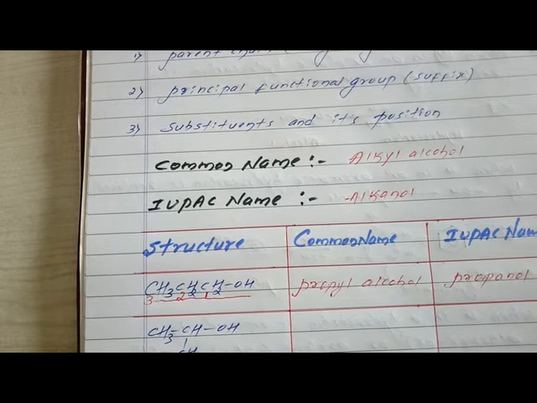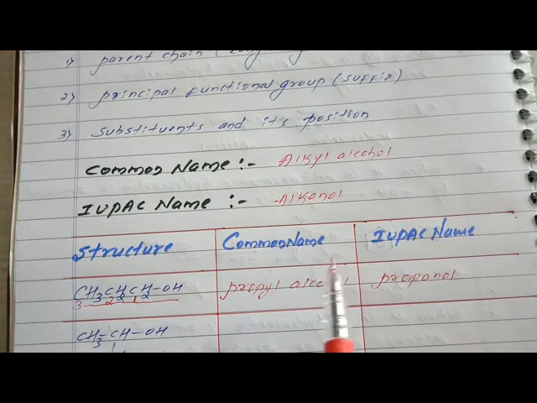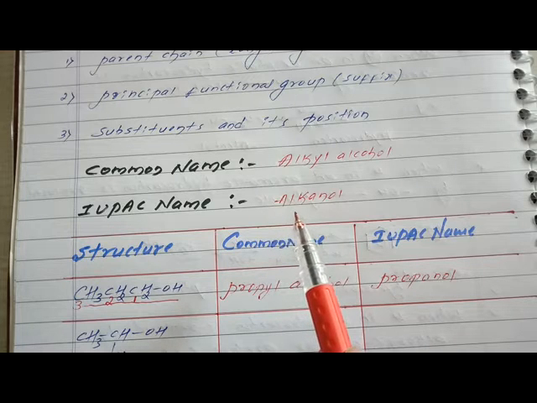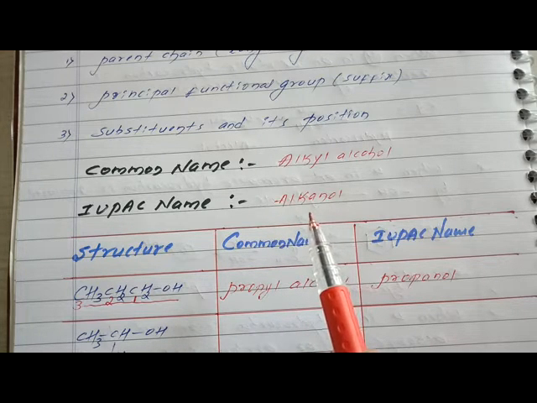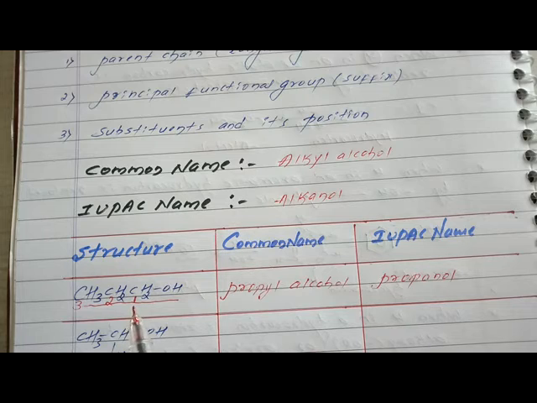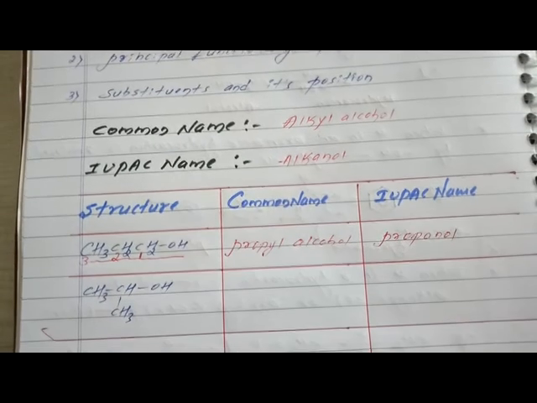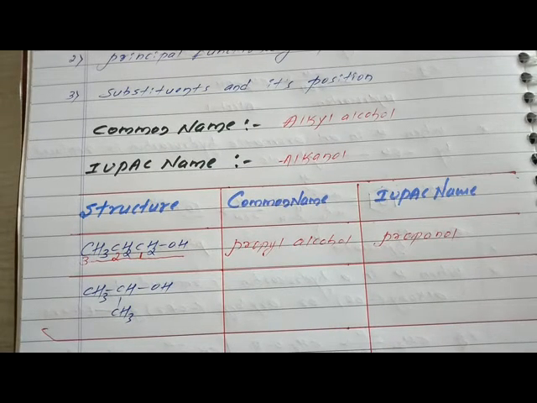Now the next one is the IUPAC name. As we know, the IUPAC name is written as an alkanol, which means we need to identify the alkane present in this compound. As there are three carbon atoms, 1, 2, 3, the parent alkane is simply propane, but this propane we write in the alkanol manner, that is, propanol. This is the simple rule to write the IUPAC name. Now let us take some more examples.